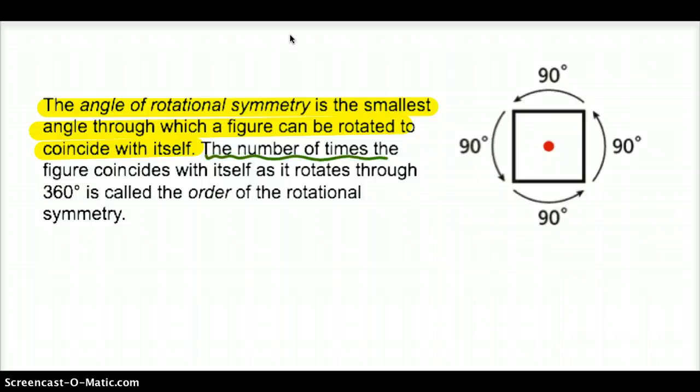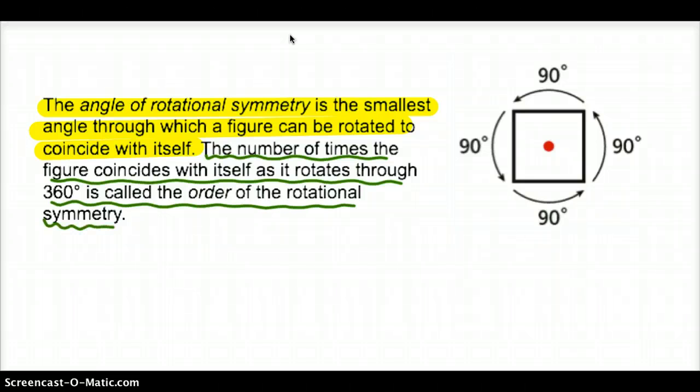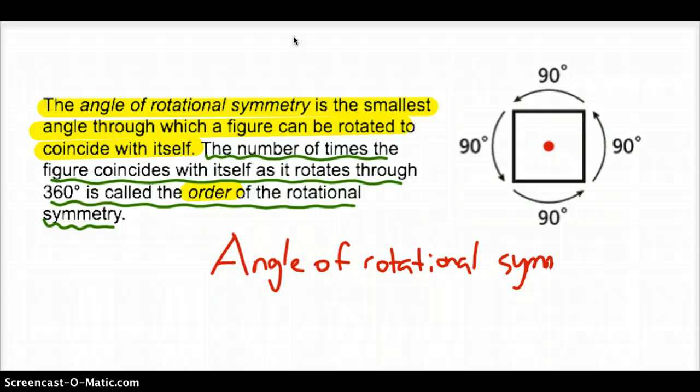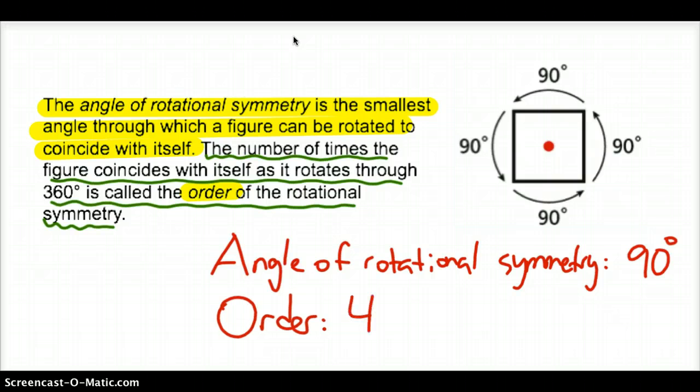The number of times the figure coincides with itself as it rotates through 360 degrees is called the order of rotational symmetry. So we look at this word order, and that's the one that we're going to have to be familiar with. In this particular example, we would say that the angle of rotational symmetry is 90 degrees. That's the smallest angle where we have to rotate our figure to actually get a copy of itself. The order, pretty simple, is 4. So we have 4 total rotations until we're back to our original image, not going any higher than 360 degrees.